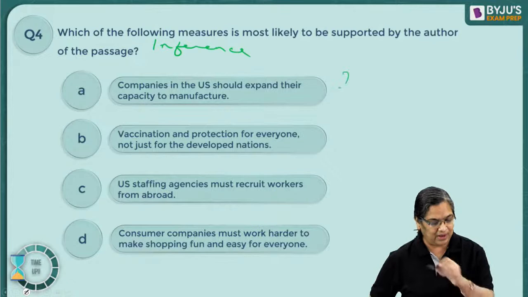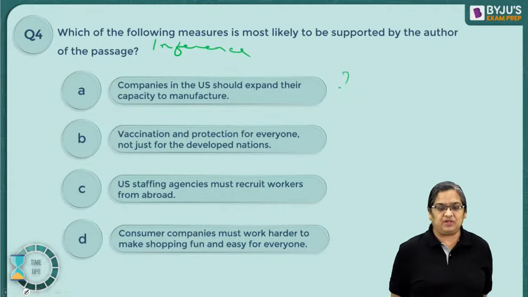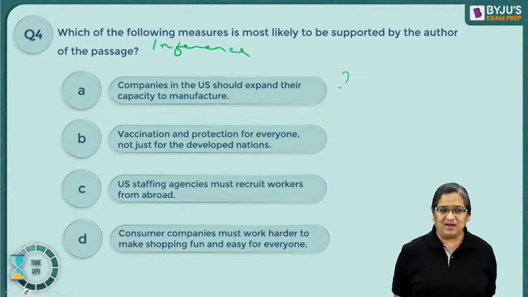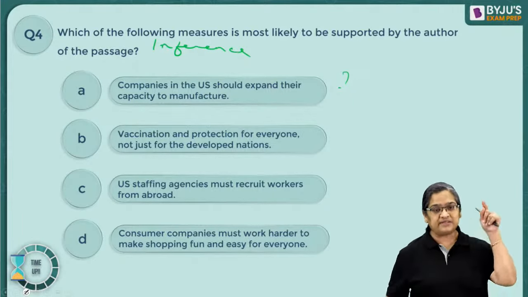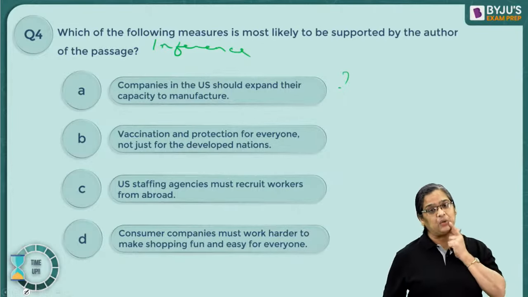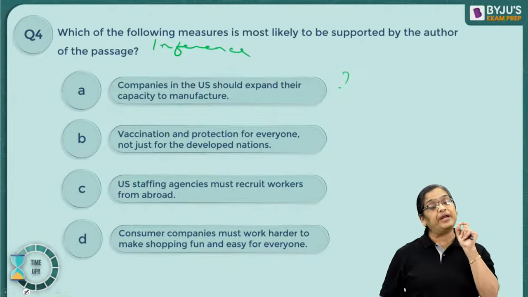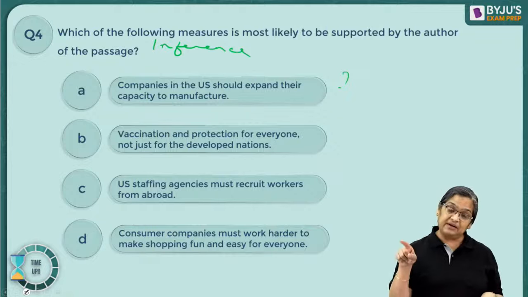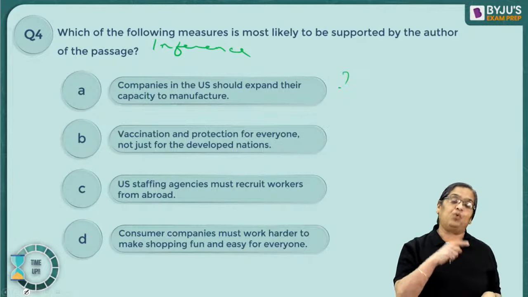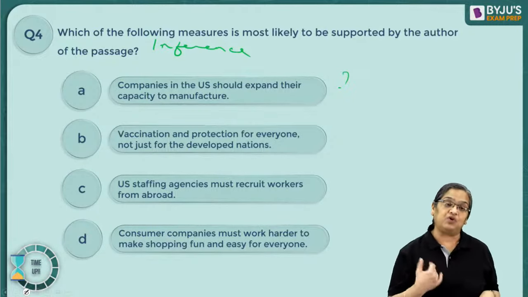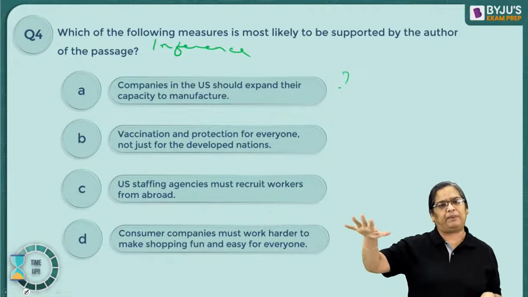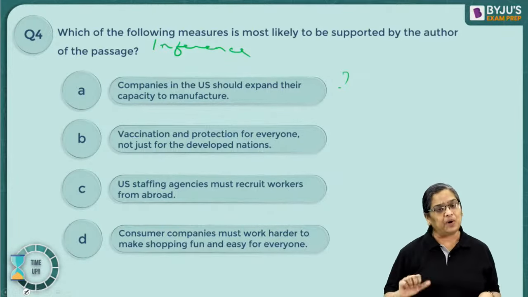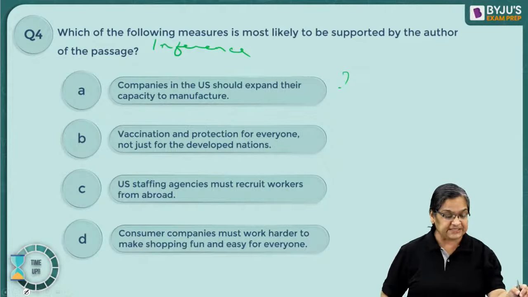Now, what is the problem with US companies manufacturing? What did the author say? It will not work because to manufacture also the US relies on its raw material outside. And how is it going to help the other countries which supply? What about China? What about Vietnam? What about Malaysia? Right? The author has also talked about the pandemic affecting them. So what about them? So A cannot be the answer.